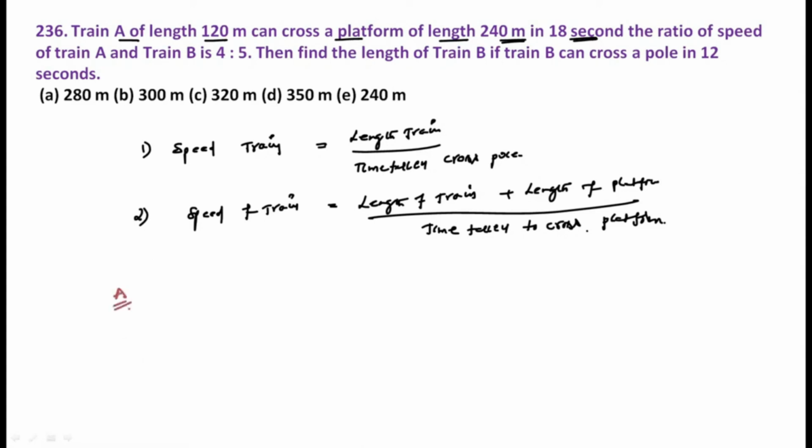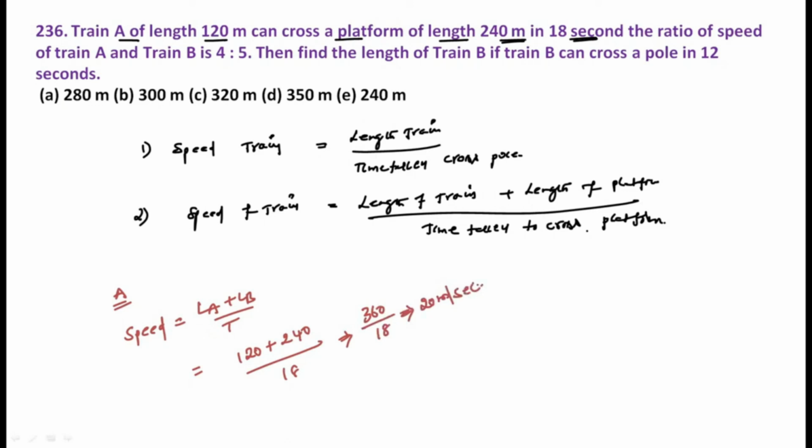Another question. There is a train A here. So the speed of the train is equal to the length of train A plus the length of the bridge, divided by T, as per the statement. Now see, we don't know the speed, so you have to calculate it. The length of train A is 120, the bridge is 240, and it can cross in 18 seconds. Now 120 plus 240 is equal to 360 by 18. So the speed of the train is equal to 20 meters per second.